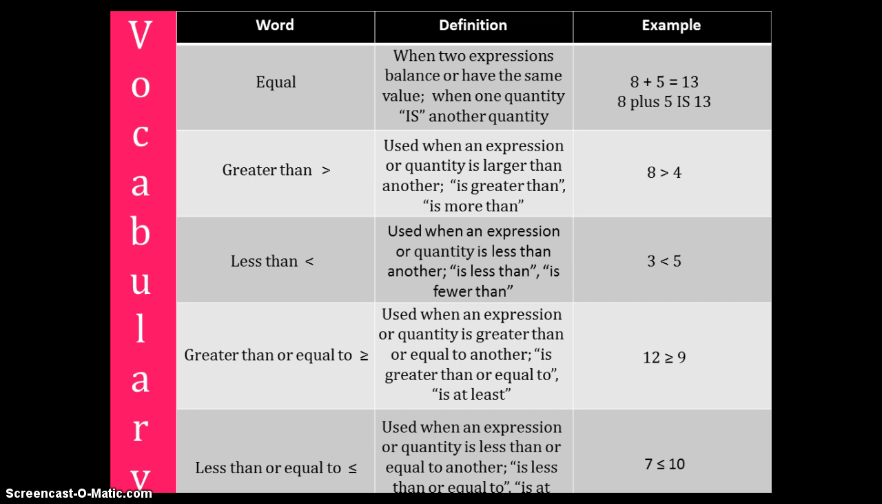An example of using less than or equal to would be 7 is less than or equal to 10. That would be a true inequality because the number 7 is less than 10, and so it would be true to say that it's less than or equal to.